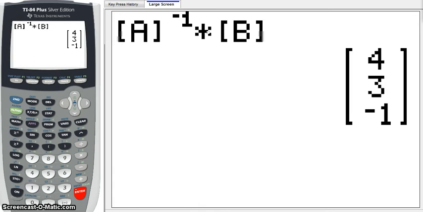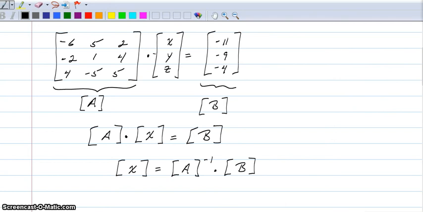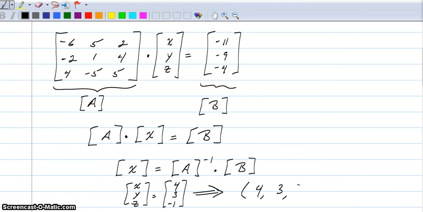And when we do that, we get our 4, 3, negative 1. That's our x, y, z. That's this matrix right here. So x, y, z is equal to 4, 3, negative 1. In the world of algebra, when you go to write your answer, you're just going to write it as a triplet here, 4, 3, negative 1. And that's your solution.